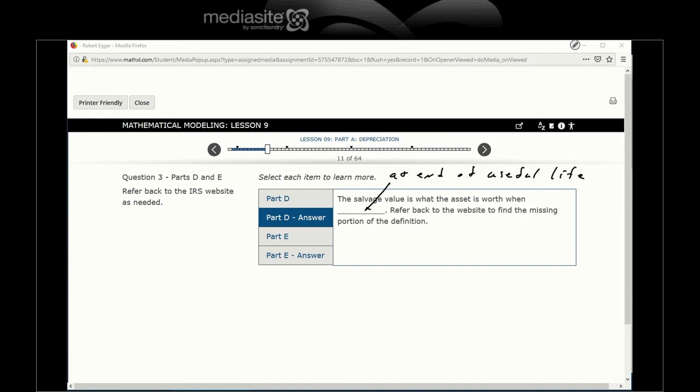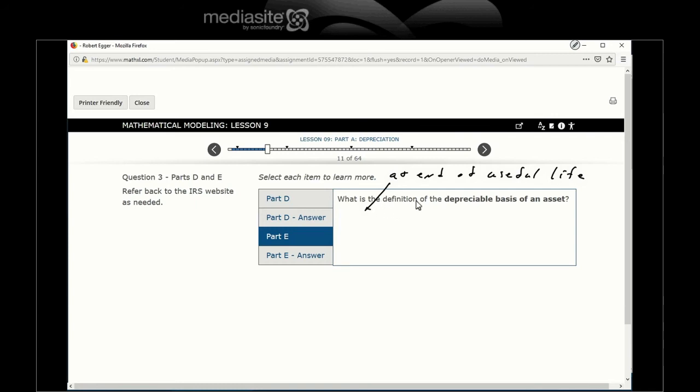Okay. It could be nothing. You depreciate over its period of life, over its useful life. You could depreciate down to zero. You could depreciate down to have still some money left, some value left that you can sell it for.